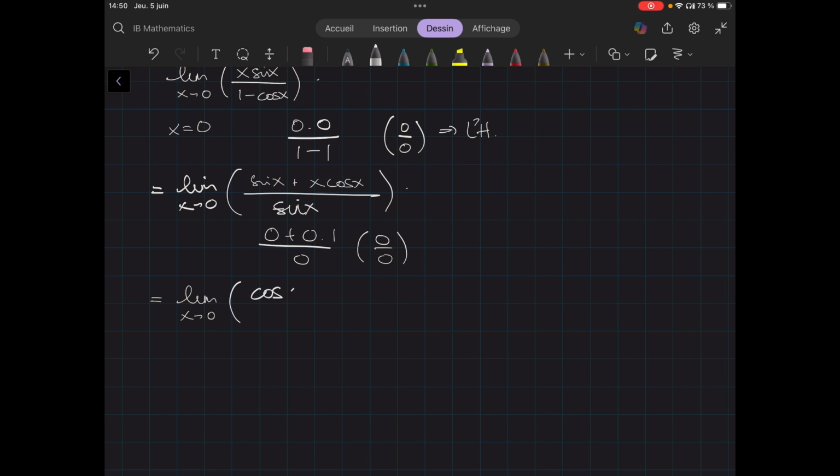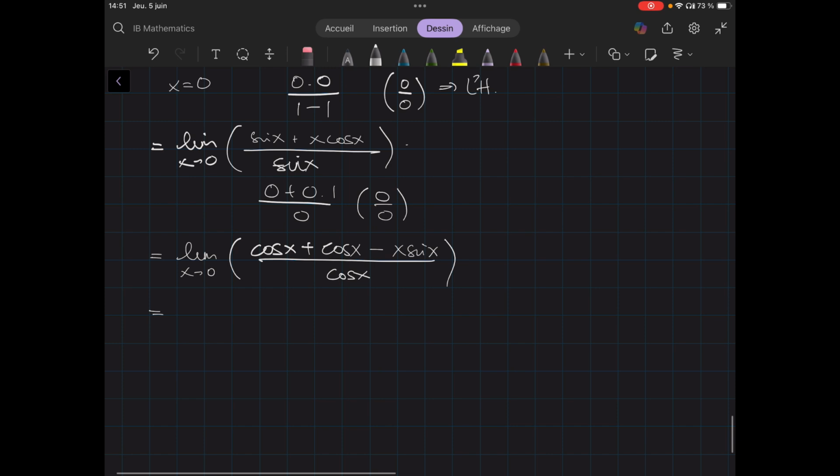It's going to be cos of x plus cos of x minus x sine of x divided by cos of x. And now we would get 1 plus 1 minus 0 divided by 1, or famously known as 2. And that is the value of our limit.